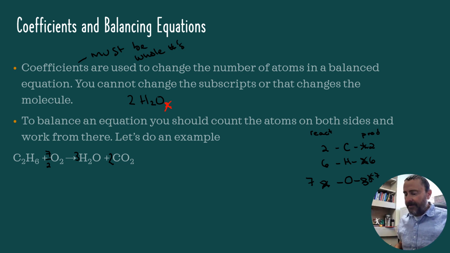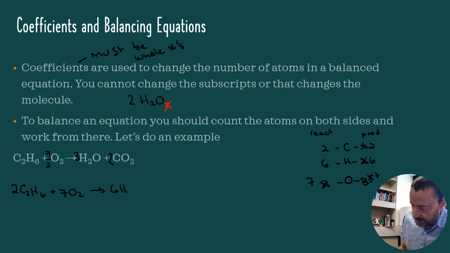But I can't have a fraction. So what I'm going to do is multiply all of my coefficients by 2. All right, and so when I do that, I get this. And now we can double check.